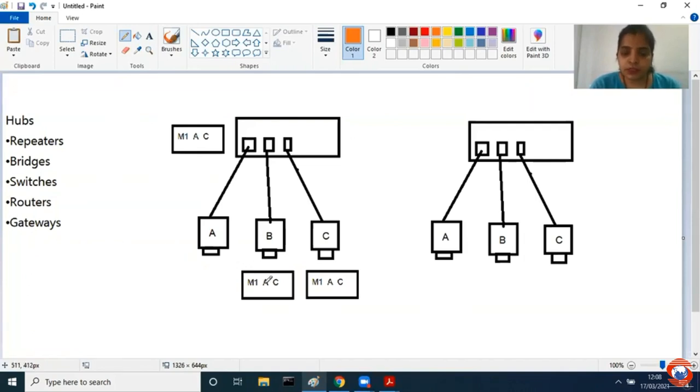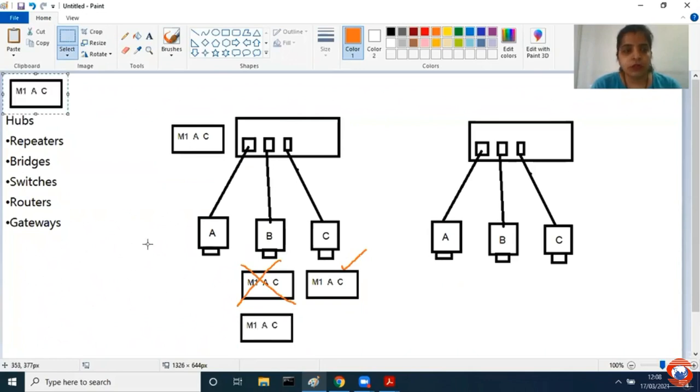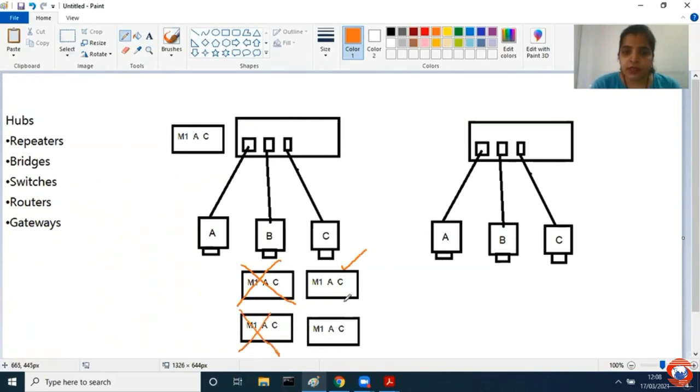Now B will listen to this. B will observe, do I have a destination address as C? No, B will reject it. C will observe, do I have a destination address as C? Yes, this will be accepted by C. One more time, if A wants to send data to C, again it will be transmitted to B and to C. Again, B will reject it and C will accept it. This is how hub devices work. A hub is a non-intelligent device, and it transmits the data in the form of electrical signals. This is a hub device.